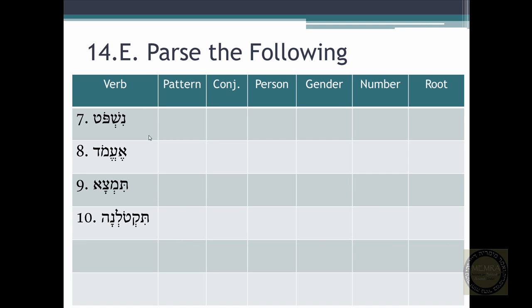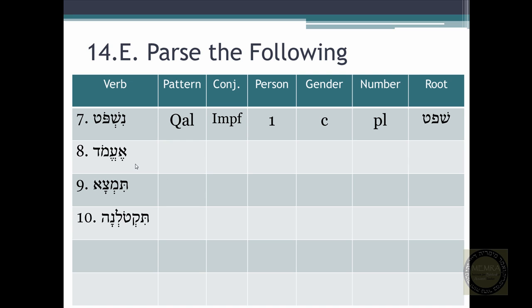Number 7, nishpot. Does it have a prefix? Yes, and we know that because we know shafat from our vocabulary is our verb. So the nun prefix in the imperfect is going to be first common plural.